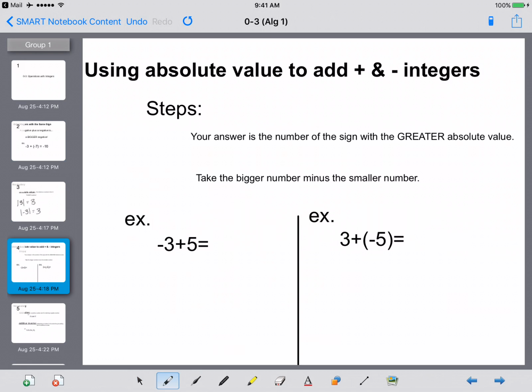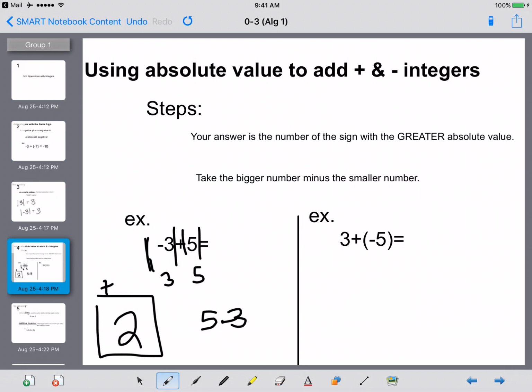So here we want to use our absolute value to add positive and negative integers. Your steps for doing this is that your answer is the sign of the number with the greater absolute value. So here, negative 3 plus 5. Our answer is going to be positive. We take the bigger absolute value minus the smaller absolute value. The absolute value of negative 3 is 3, and the absolute value of 5 is 5. We take the bigger one minus the smaller one to get 2. And then our answer is positive, so 2 is just the answer there.